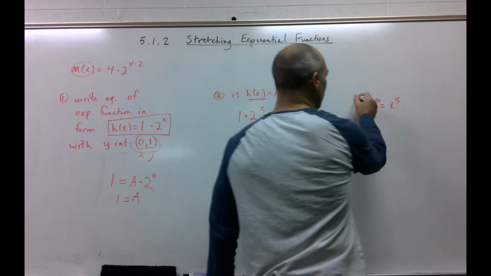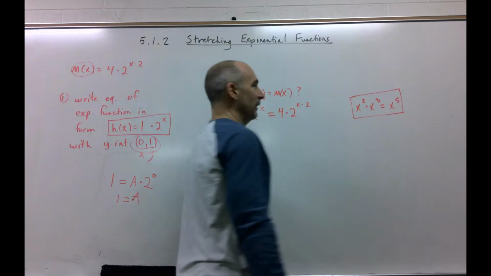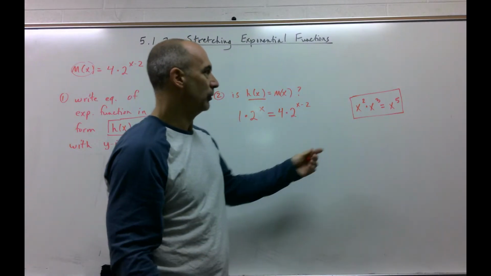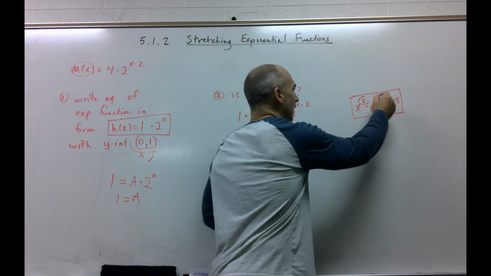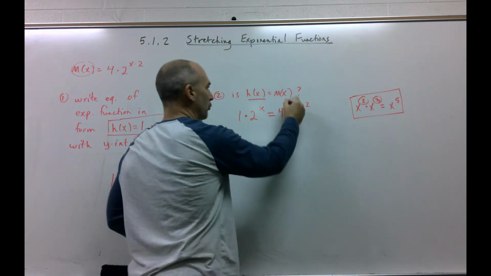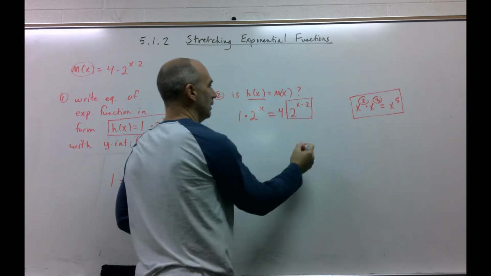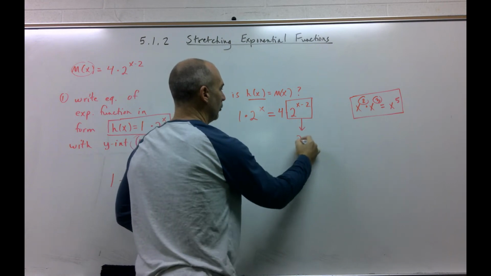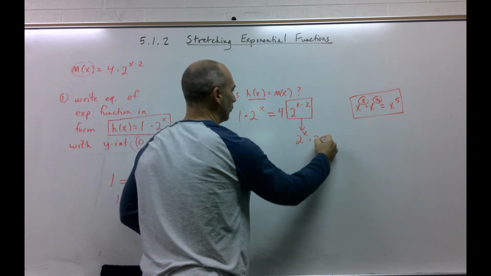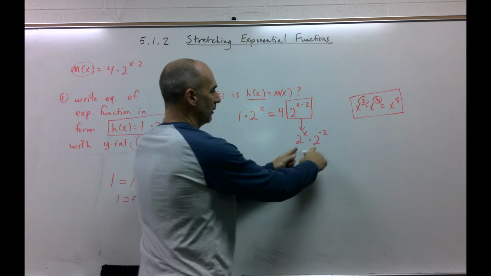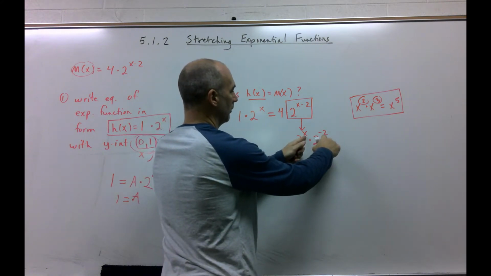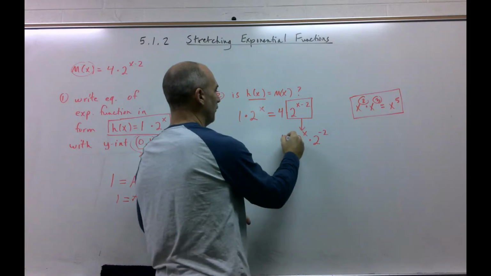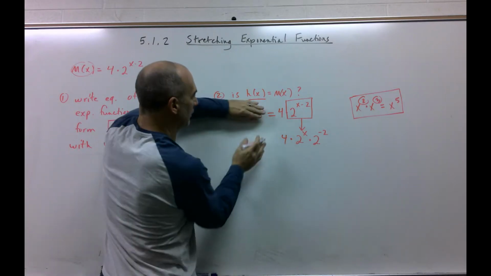But if you don't know this truth, then you don't really know what to do. So when the bases are the same and you're multiplying, you add the exponents. Here comes the trick. The trick is right here. I could rewrite that as 2 to the x times 2 to the negative 2 power. Because when the bases are the same, you're multiplying, you add the exponents. So that's times 4.